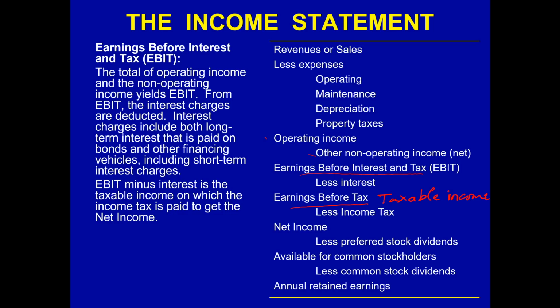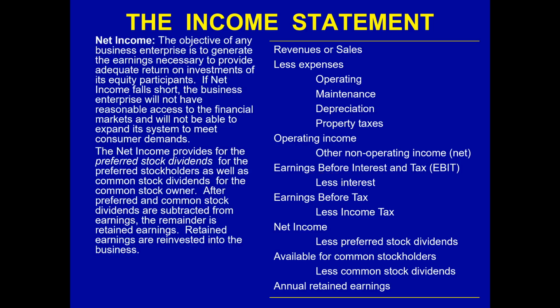EBIT minus interest is the taxable income or earnings before tax on which the income tax is paid to get the net income. Then we have the net income here. The objective of any business enterprise is to generate the earnings necessary to provide adequate return on investments of its equity participants. If net income falls short, the business enterprise will not have reasonable access to the financial markets and will not be able to expand its system to meet consumer demands.